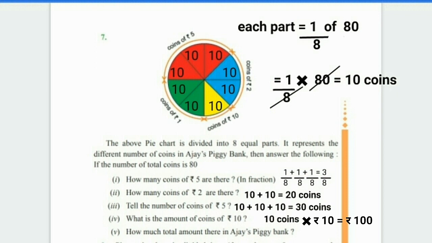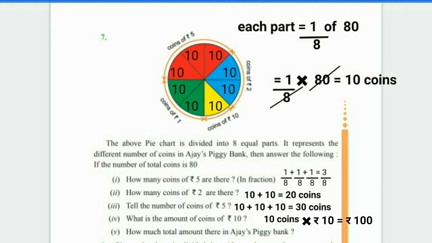In third, tell the number of coins of rupees 5. Rupees 5 coins are represented by red color, which are 10 plus 10 plus 10 is equal to 30 coins. Fourth, what is the amount of coins of rupees 10? So here we have coins of rupees 10 represented by yellow color. So we have 10 coins. 10 coins multiplied by rupees 10, which is equal to rupees 100.